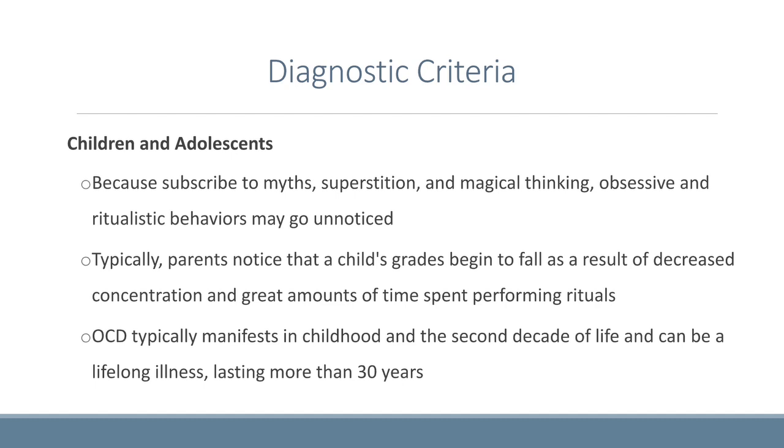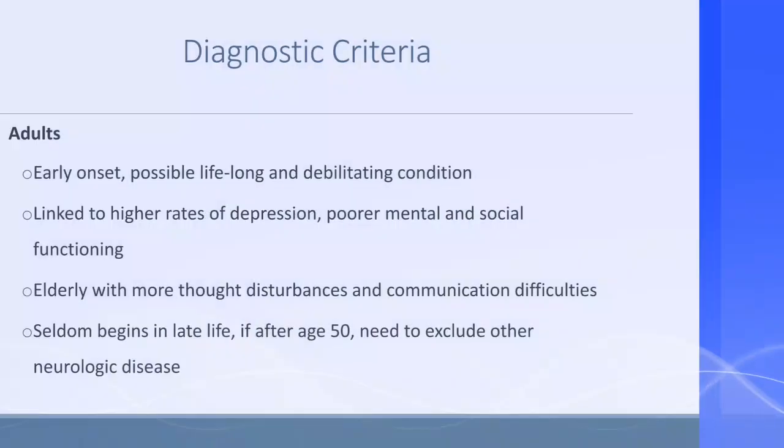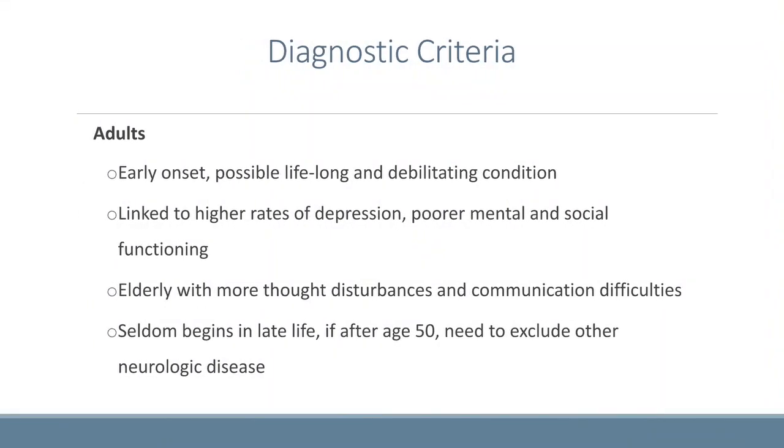OCD typically manifests in the second decade of life, so in their 20s, and can be a lifelong illness lasting more than 30 years, because it does diminish over time. Adults have an early onset, possibly lifelong and debilitating condition. It's linked to higher rates of depression, poorer mental and social functioning.